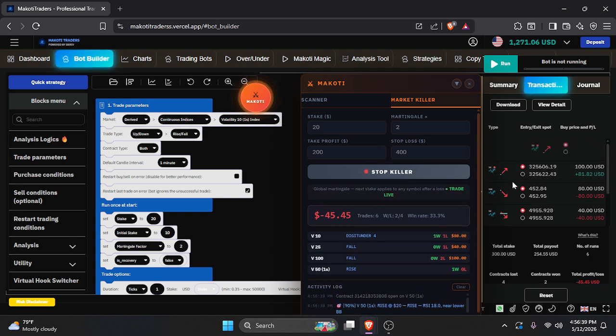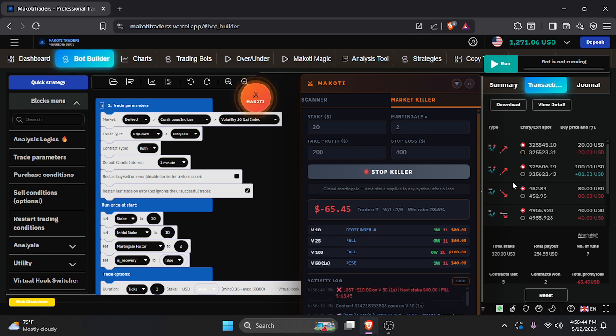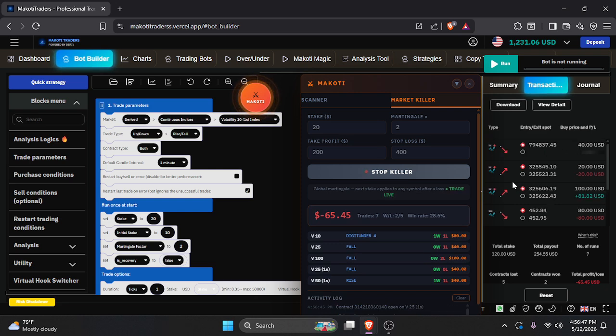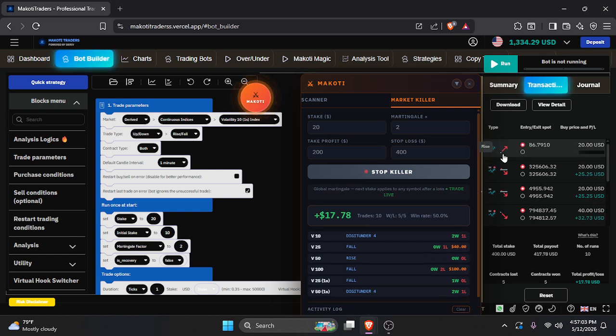This is just for testing. The more you trade using this tool, the more accurate it becomes. That's why I've just left it to continue trading. Remember, this is under 4 and this is under 4. All of them are wins. So the more you trade, the more accurate it becomes. Okay, so let's wait.